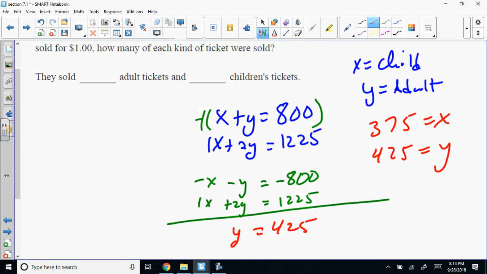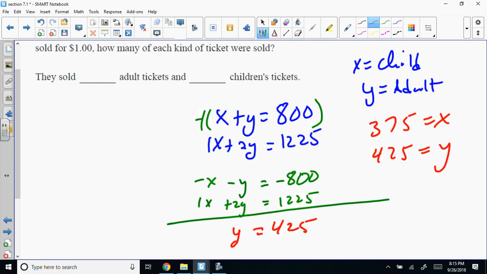What confuses me is when you get on the second one, you got x plus y equals 800, x plus 2y equals 1225. So the first one is a totals: how many do I have? Right? And the second one is a value: how much does a child's ticket cost? $1. $1 times how many of the child's tickets, plus $2 for an adult times how many tickets were sold, will give me a total amount of $1,225. So that's really what you're doing.